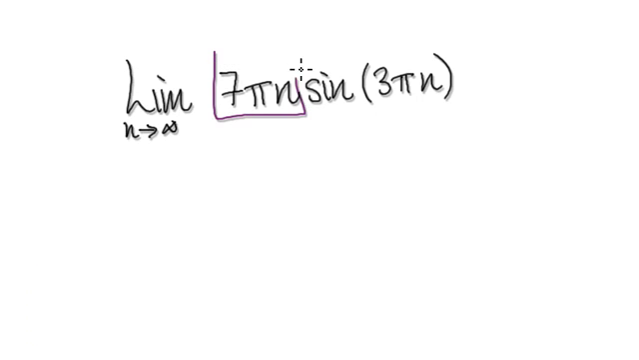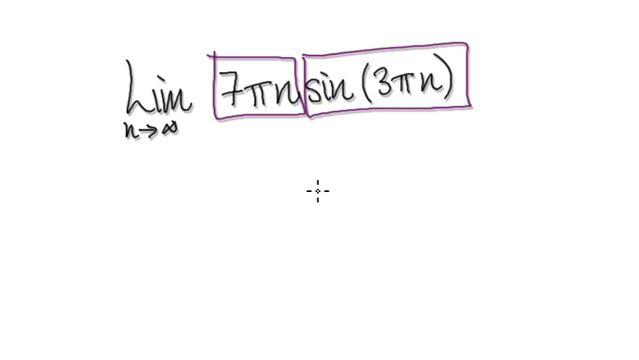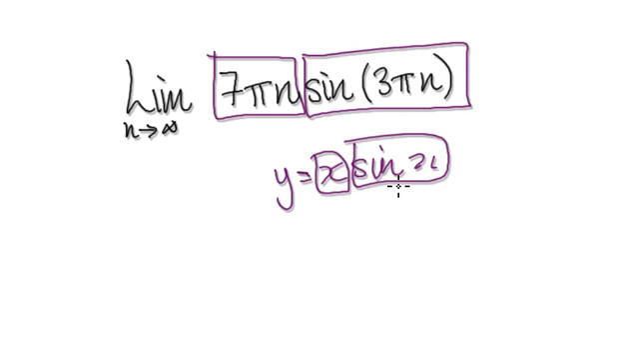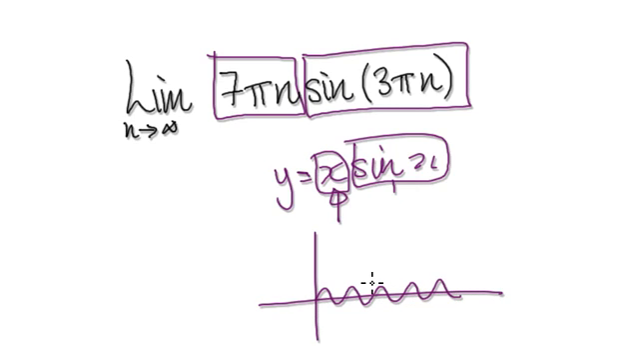Okay, so to do this, you can visualize this as one block multiplying with another block. So it's like me asking you to sketch a graph of y equals x sine of x. So here you've got one block times another block. This sine of x here is going to look something like this, and then y equals x looks like this.